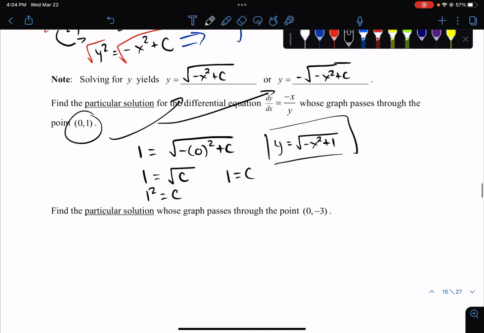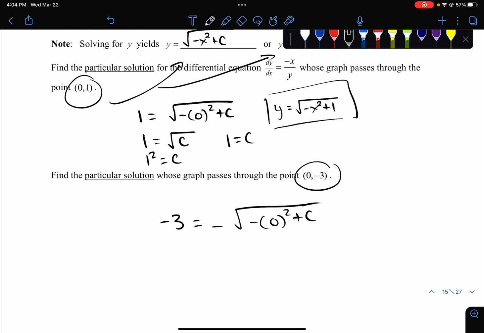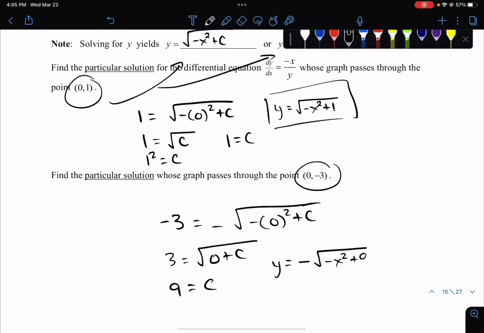Now it wants me to find the solution when I go through (0, -3). So negative 3 is my y value. And again, I have to decide plus or minus the square root of negative 0 squared plus c. In this case, I've got a negative number on the left, so I want to pick the minus to match what's on the left-hand side. So negative 3 equals negative square root, which is nice because the negatives drop. So I just get 3 equals the square root of 0 plus c. Square both sides, 9 equals c. So in this case, my solution would be y equals the negative square root of negative x squared plus 9.